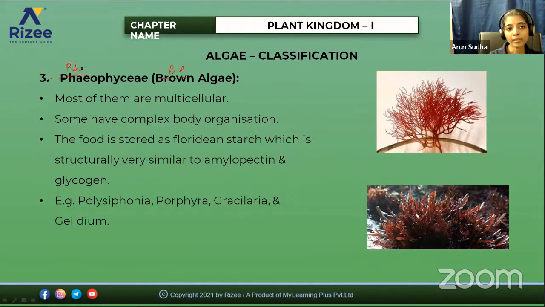And Chlorophyceae. So most of them are multicellular and some have complex body organization. Food is stored as Floridian starch, which is structurally very similar to amylopectin and glycogen. So the storage form is Floridian starch here. And examples are Polysiphonia, Porphyra, Gracilaria, and Gelidium.